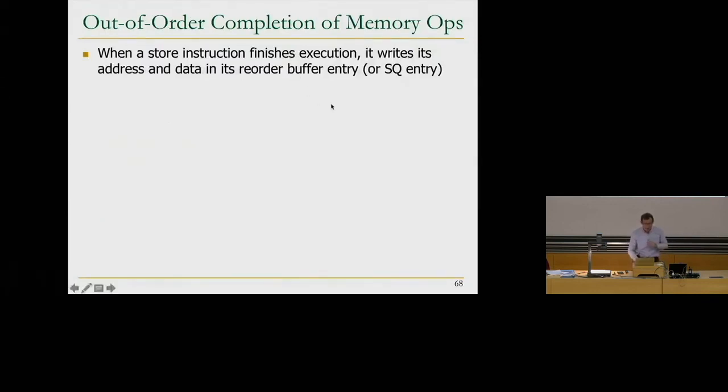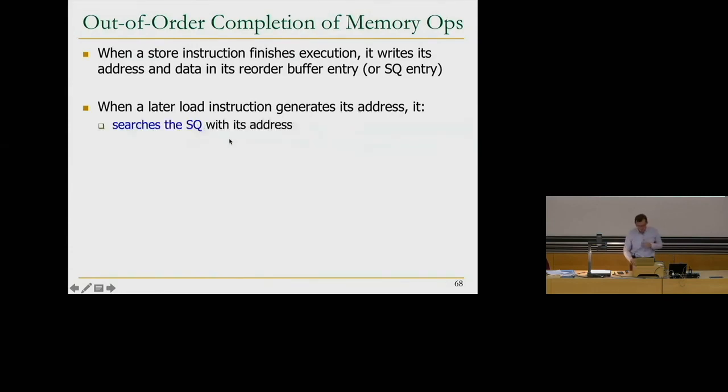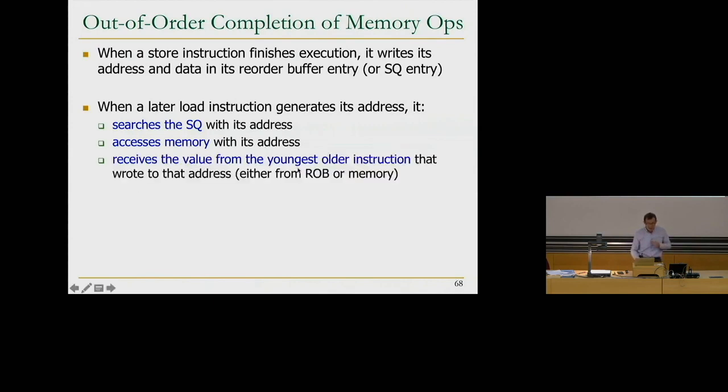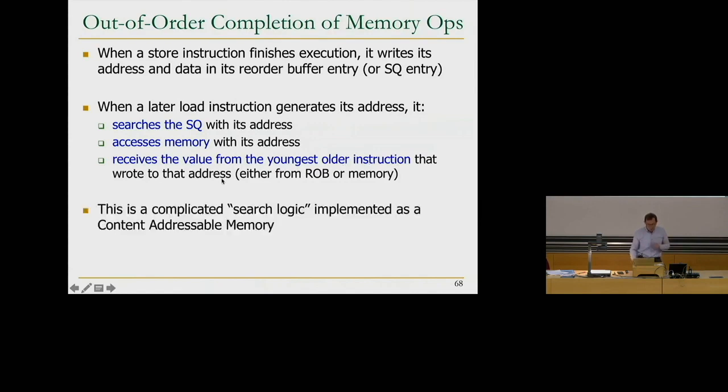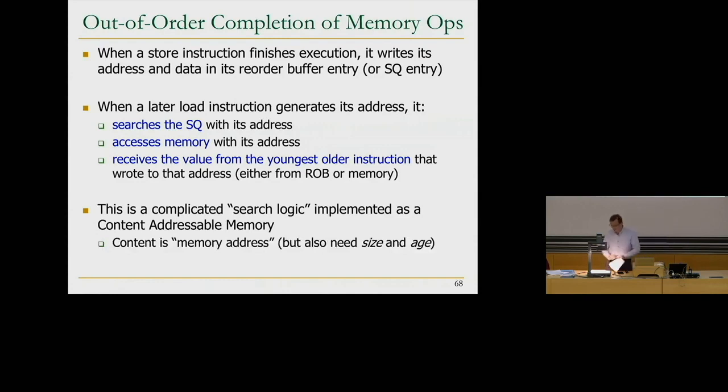So when a store instruction finishes execution, it writes its address and data in its reorder buffer entry or the store queue entry. When a later load instruction generates its address, it searches the store queue with its address. We're going to look at how bad that search is. And it accesses memory with its address, and it receives a value from the youngest older instruction that wrote to that address, hopefully. To be able to do this, you need a complicated search logic. Remember the content addressable memory that I introduced in the previous lecture? This is the worst content addressable memory that you have to enable out-of-order execution of loads and stores. The content is really the memory address, but you also need other stuff, like the size and the age. Let's take a look at this. This is called the store-to-load forwarding logic.